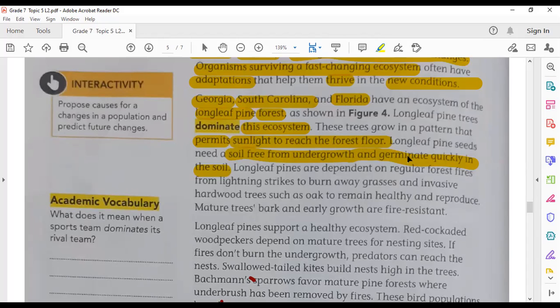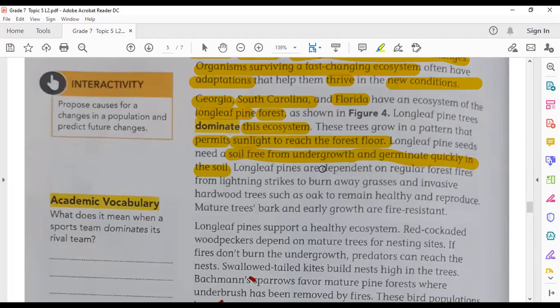Germinate means when a seed germinates, it starts to grow. If you remember the plant life cycle, the plant life cycle starts with a seed. Then if the conditions are good, if there is water, if there is sunlight, the seed will germinate. So germination is the first stage in the plant life cycle. Right. Is it clear? Yes, teacher.